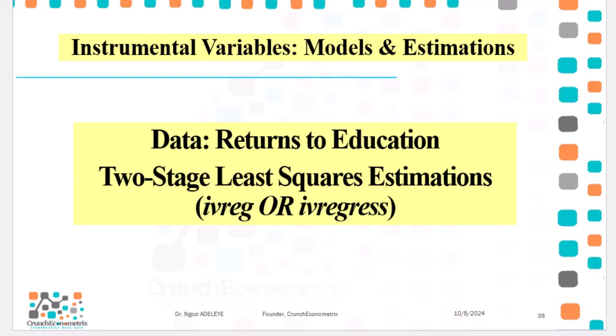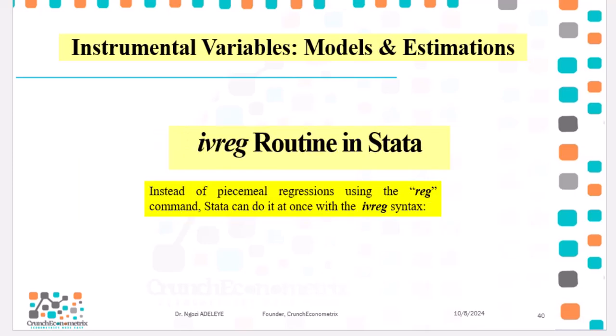So here we'll be using two stage least squares, but we are going to be using the IVREG and IVREGRESS routine in Stata. So starting with the IVREG routine in Stata. Instead of engaging in a piecemeal regression using reg, Stata can do it at once using IVREG. So let's go to Stata.